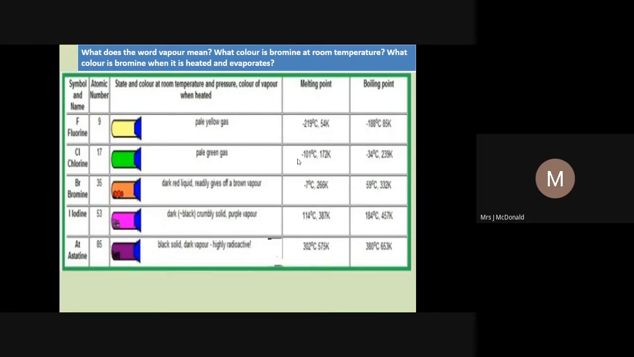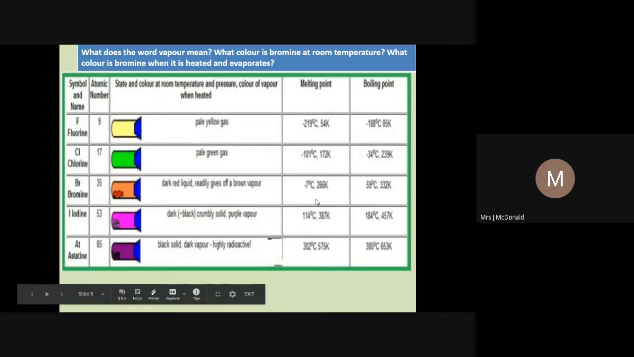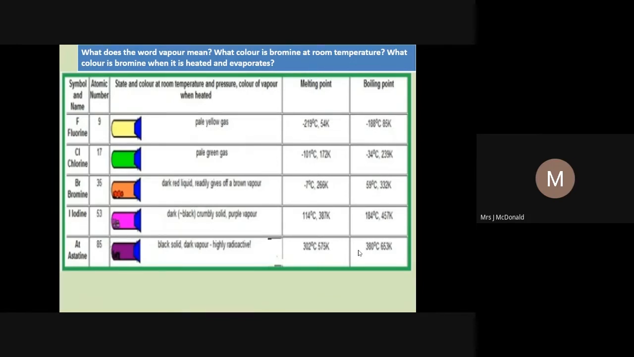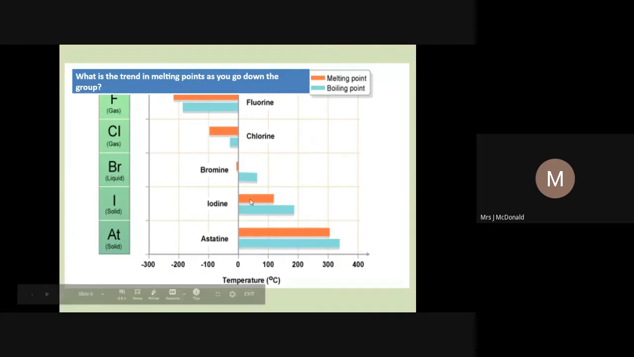So these melting points go up, and the boiling points do. It starts off quite low at the top, and as you go down to the bottom of the halogens, we've got quite a high boiling point there. So we can see this on this one as well here. So you can see that the boiling point and the melting point of fluorine are here. These are all minus, and then bromine, we've got a minus melting point, but then our boiling point's positive.